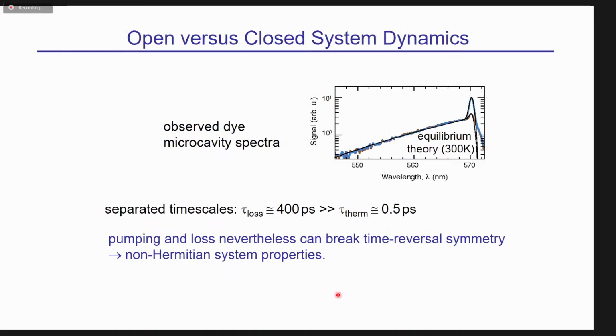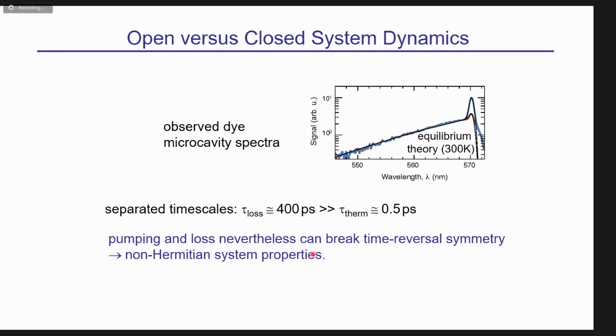What I first should emphasize is that we are relatively close to equilibrium, as I was mentioning. Here you see typical spectra, and the black line is equilibrium theory. On this scale, one cannot distinguish them. The reason for that is that we have separated time scales. The loss time scale is 400 picoseconds, and this is about 3 orders of magnitude longer than the thermalization time scale, which is just half a picosecond for these experimental parameters.